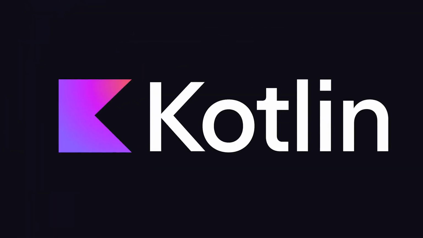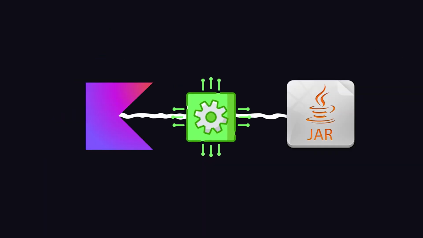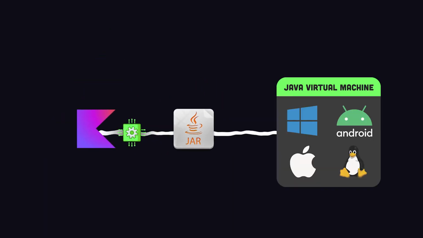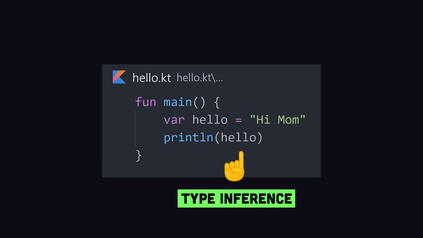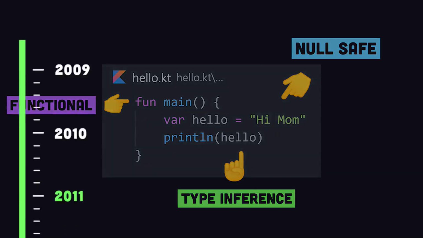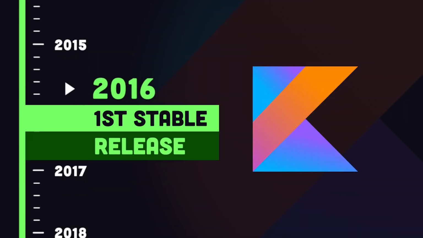Kotlin, a statically typed multi-paradigm language designed quite simply as a better alternative to Java. Like Java, it compiles to bytecode that runs on the Java virtual machine, but Kotlin provides a more concise syntax and language features loved by modern developers, like type inference, functional patterns, null safety, and more. It was announced in 2011 by JetBrains, with the first stable release coming in 2016.